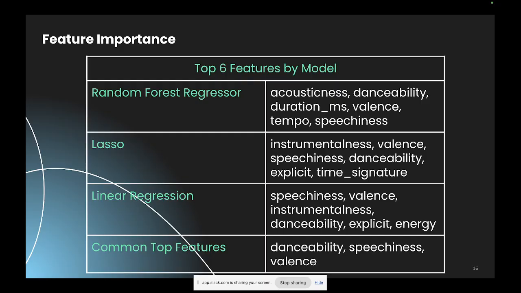Yeah. So we have all of our top features by model. So we're going to definitely focus on the random forest regressor, as George pointed out. That was the one that performed the best. So acousticness, danceability, duration, valence, tempo, speechiness. But I also want to point out the common top features between all three models, which are danceability, speechiness, and valence. And this should give us a good idea on how to improve popularity score for artists.